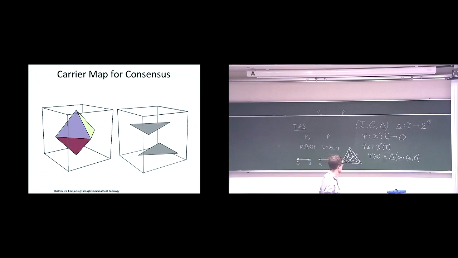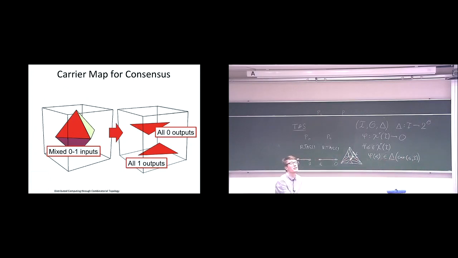And finally, we need to specify the carrier map. I didn't say what a carrier map is, but it doesn't really matter. It's pretty natural. So you have a map, this delta, the specification of the task, and how we define it. All inputs zero: this is the simplex in which everybody's proposing zero, and it should go to the output in which everybody says zero. All inputs one should map to all outputs one. So for each simplex in the input complex, I need to specify where it can go. What is the subcomplex of the output complex to which it can be mapped? And finally, if I have mixed zero and one, any other simplex which we have in the input complex of this task can go anywhere. So this is a subcomplex which is basically the whole output complex which you can use. Okay. So this is my definition of consensus.